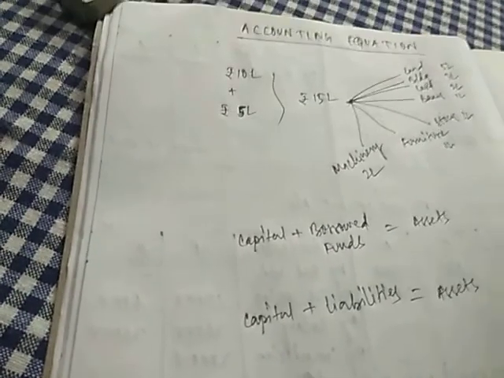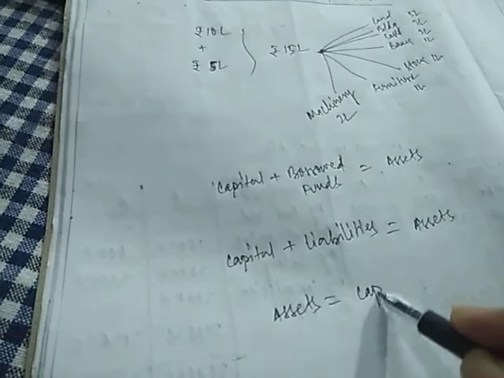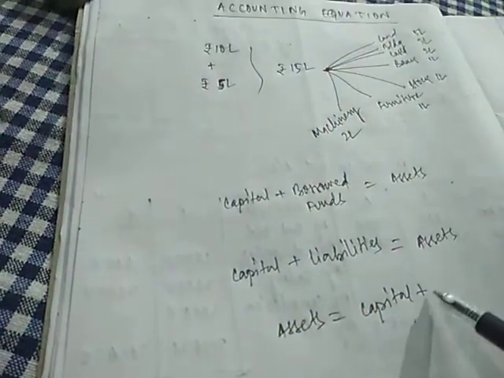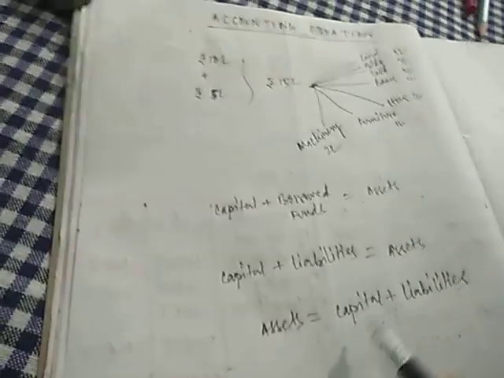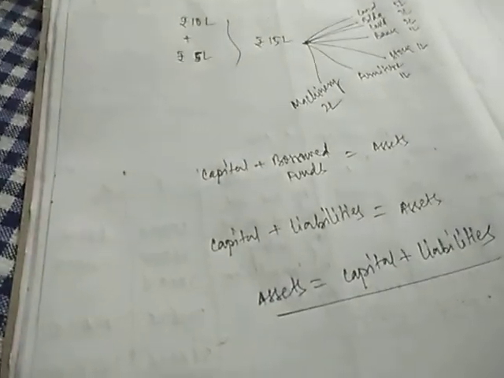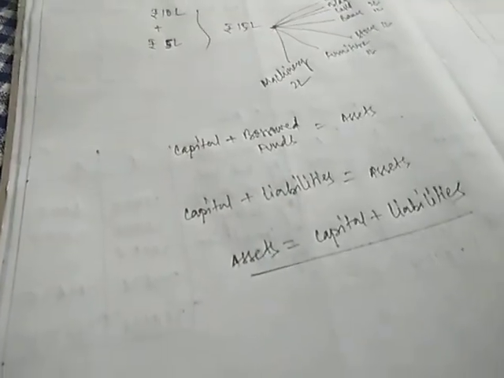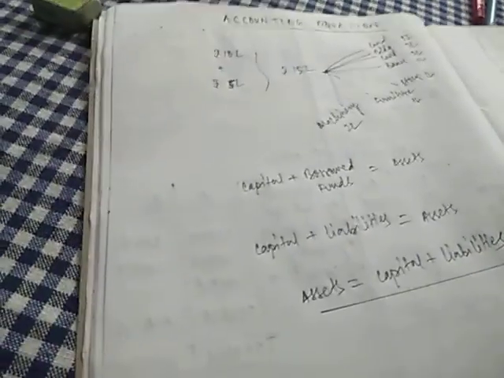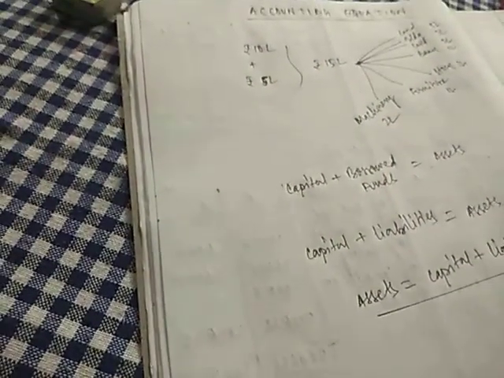We can write it in reverse manner also: assets equals capital plus liabilities. So this is all about the accounting equation. The accounting equation is assets equals capital plus liabilities. Now let us consider an example where a few transactions are given.